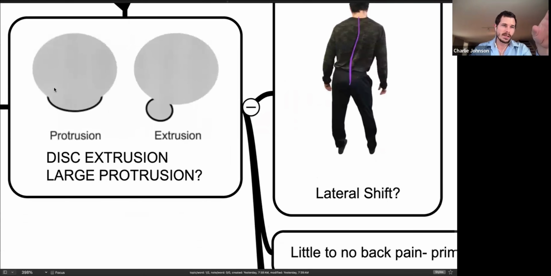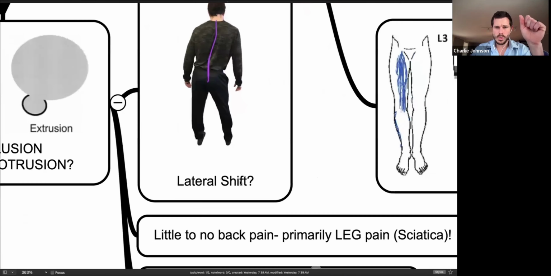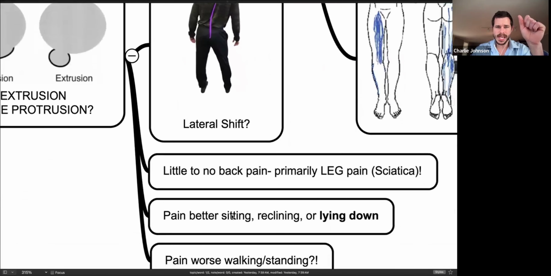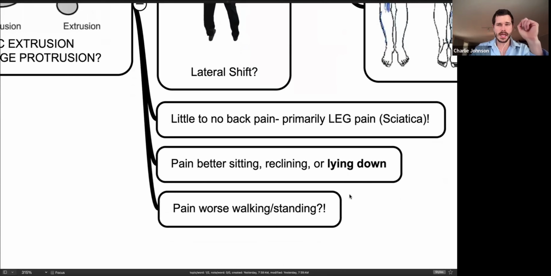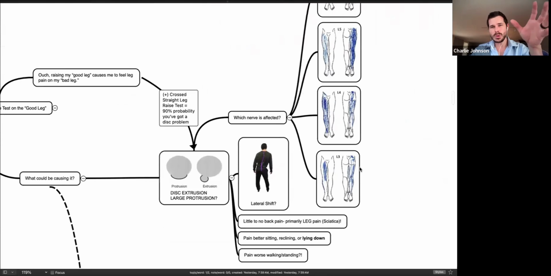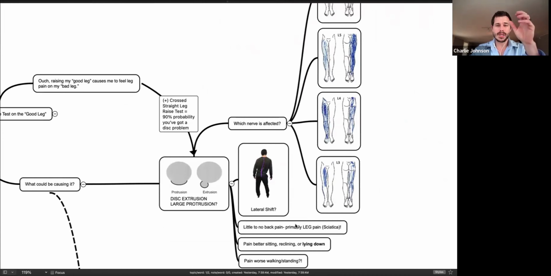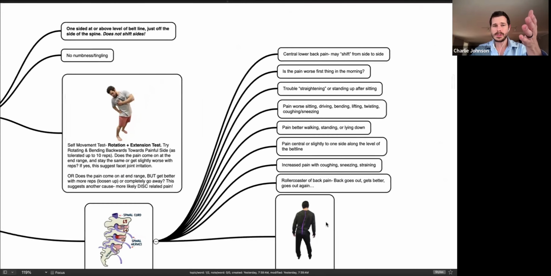You can see here, protrusion, the disc material is still intact. Extrusion, the disc material has left the stadium, left the donut, so to speak. Either way, a lot of people with large protrusions or extrusions actually feel better with sitting, better lying down and reclining. They feel worse with standing and walking. Now, he's not fully mentioning that, but he does say, I have almost no back pain. It's just leg pain that came on, very common with those issues.